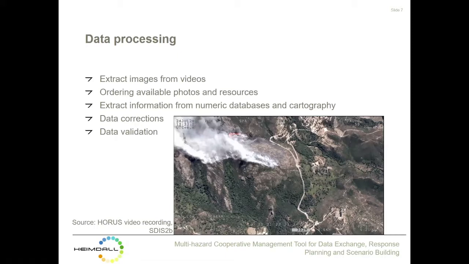As I mentioned, the images about the incident are an important source of information and can be obtained from multimedia sources, internal or even external, like social media. In that case, this is a snapshot from a video recording from the service Horus from the Cities2B project, from Corsica.